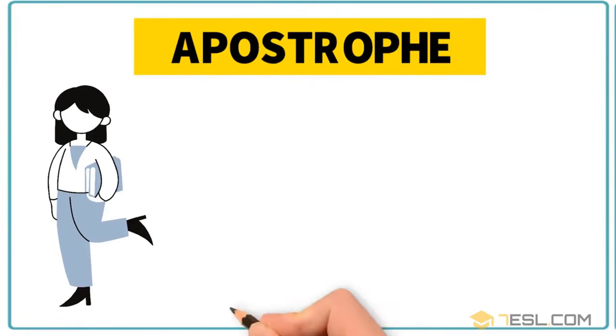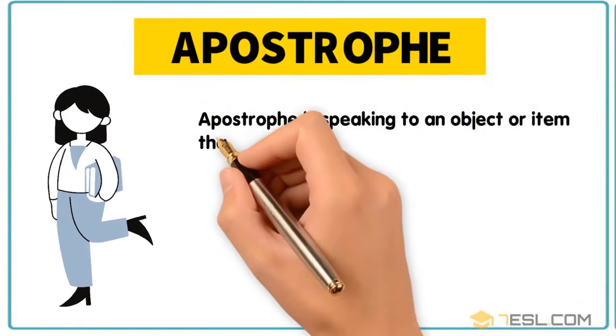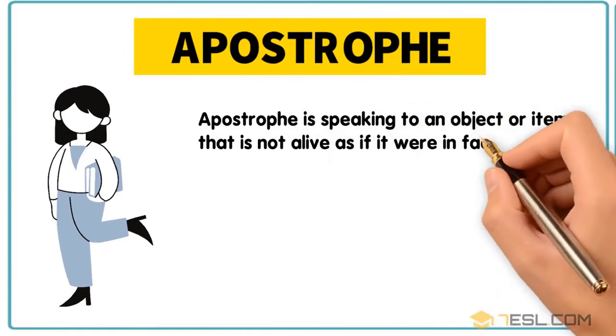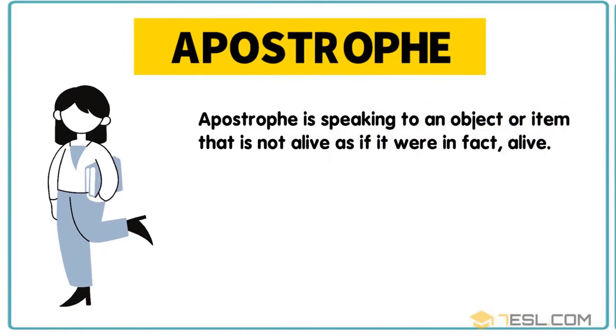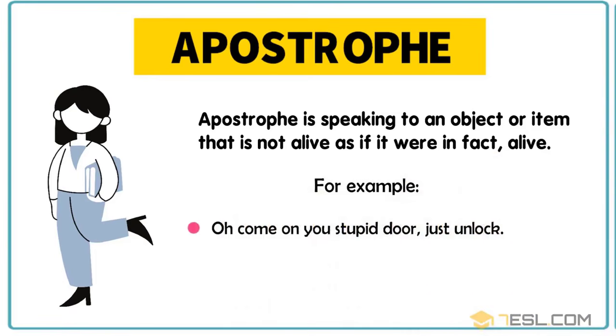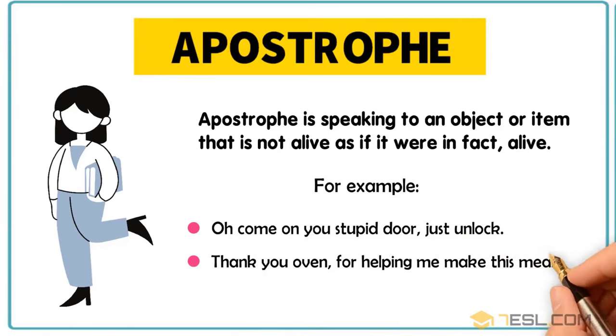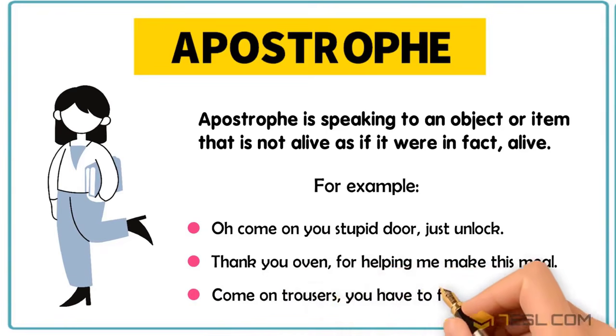Apostrophe. Apostrophe is speaking to an object or item that is not alive as if it were, in fact, alive. For example, "Oh, come on, you stupid door, just unlock." "Thank you, oven, for helping me make this meal." "Come on, trousers, you have to fit me."